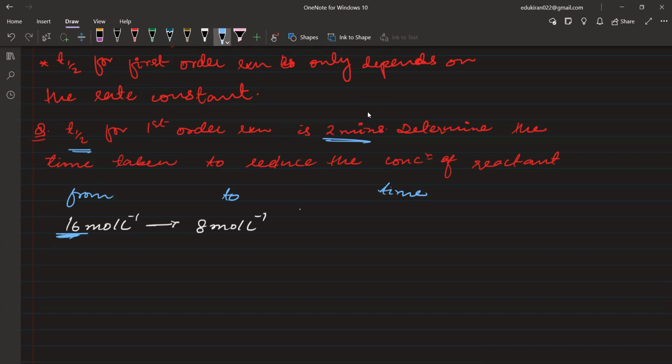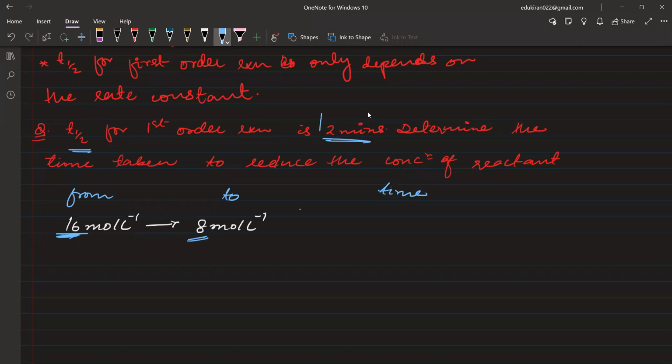What is the initial concentration? 16. अरे what is 16? 16. Okay, so and we are converting it to how much? 8. So half हो रहा है ना ये? 16 to 8 is half, right?